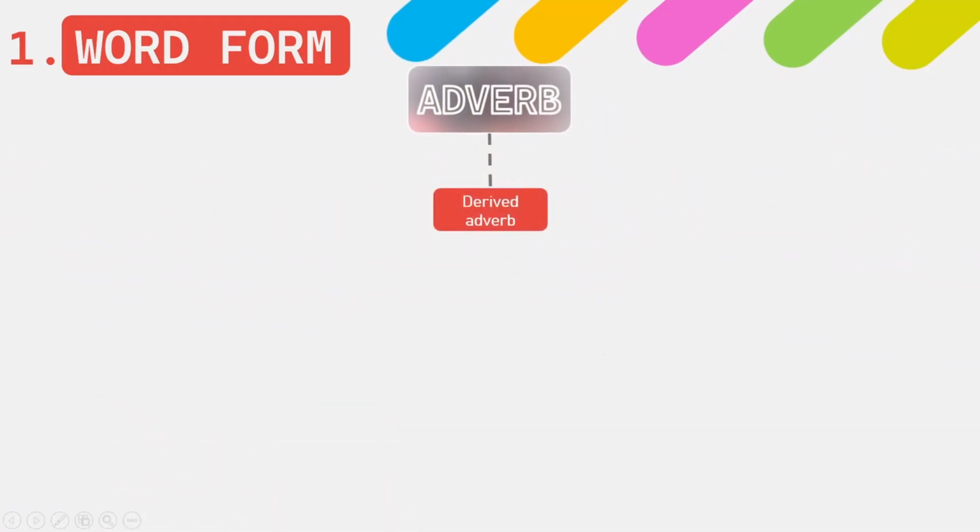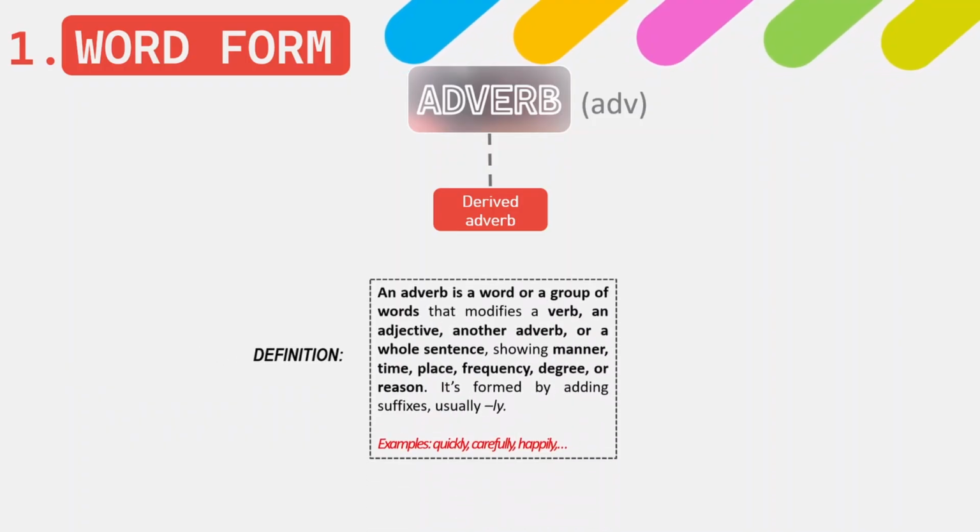In adverbs, we have the -ly adverb, which are formed by adding suffixes, most commonly to adjectives or sometimes to nouns. It changes adjectives into adverbs of manner or degree. For examples, quickly, carefully, and happily.